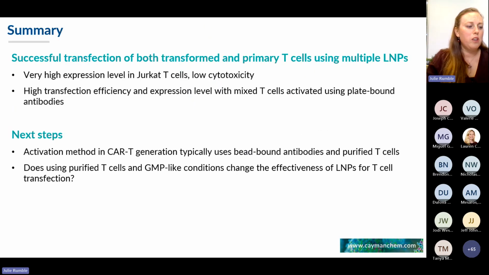So far, we have shown that both SM-102 and C14-4 based LNPs are highly effective at transfecting both primary and immortalized T cells in vitro. Both cell types showed high expression and low toxicity. However, it is worth noting that the typical CAR T generation workflow differs in some key methods from the workflow we initially established. Clinical methods include utilizing purified T cells rather than the mixed population we used, and use bead-bound antibodies rather than plate-bound. So we decided to test changes to our workflow that would more closely mimic clinical CAR T generation.